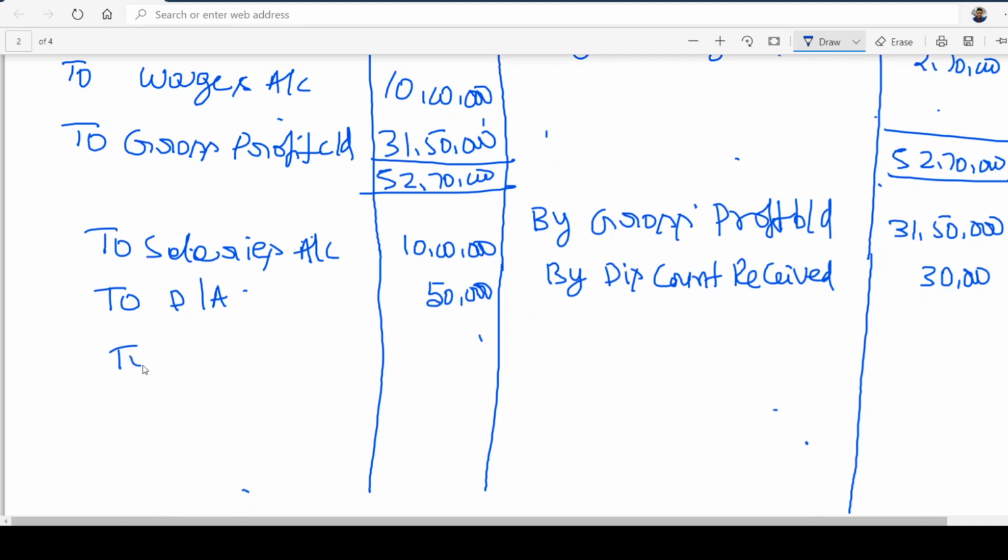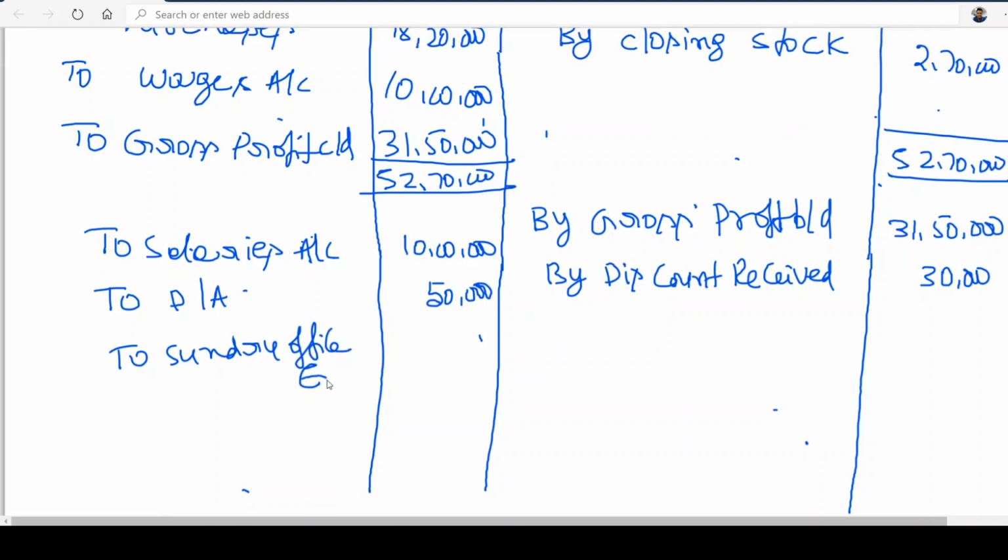To sundry office expenses 6 lakhs. Okay, that's it. This is the information we are having: salaries, discount allowed, discount received, sundry office expenses. Now I think you can see 31 lakh 50,000 plus 30,000 is 31 lakhs 80,000.